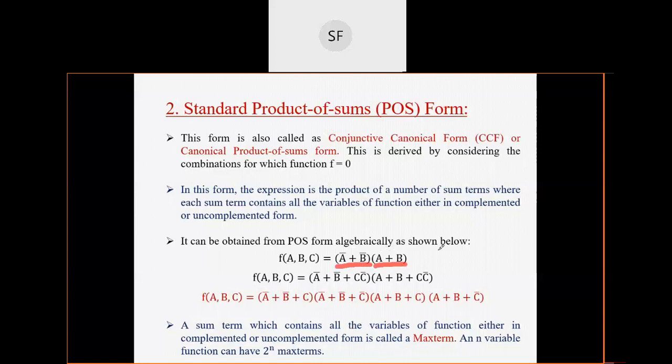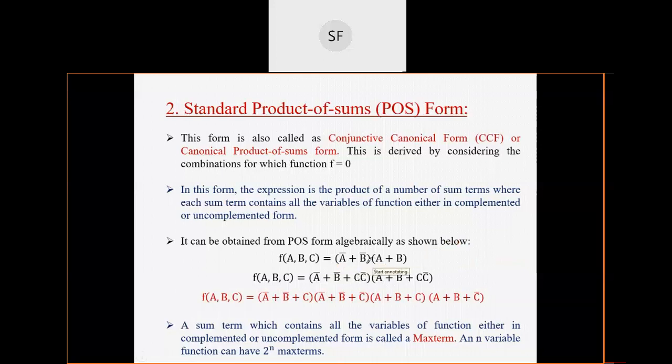If I had to write this same expression in sum of product, it has to be a bar dot b bar plus a b, right? So this is the representation in sum of product, and this is the same expression's representation in product of sums. I hope you got this concept.